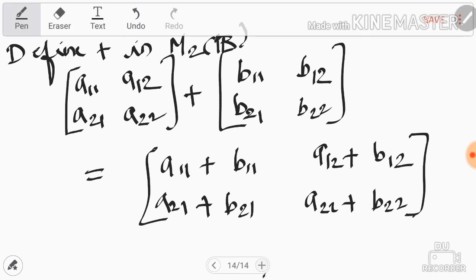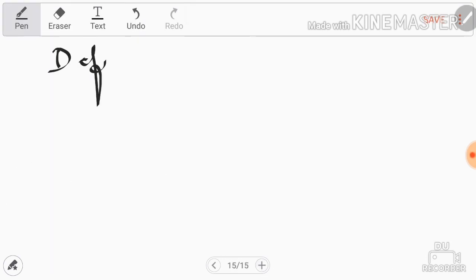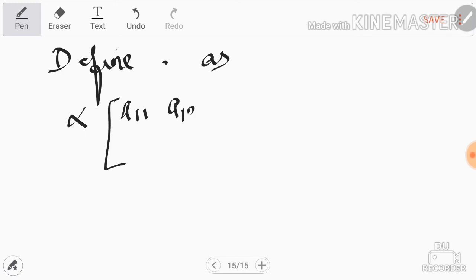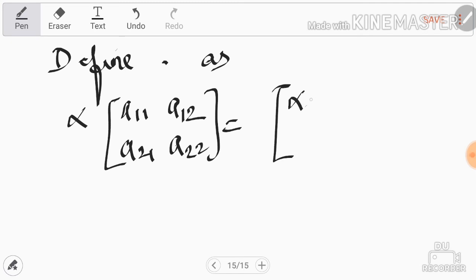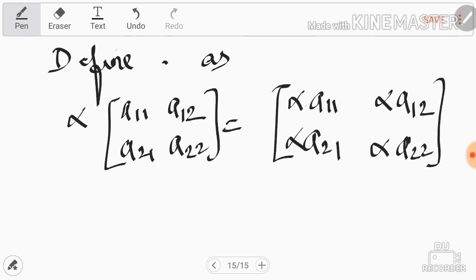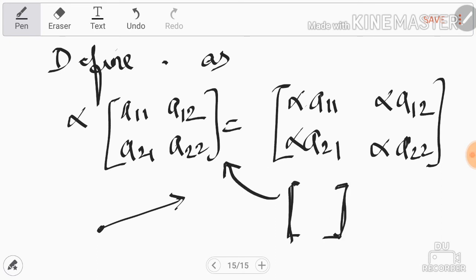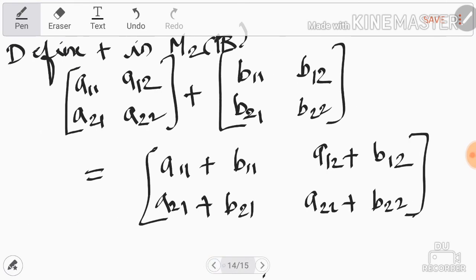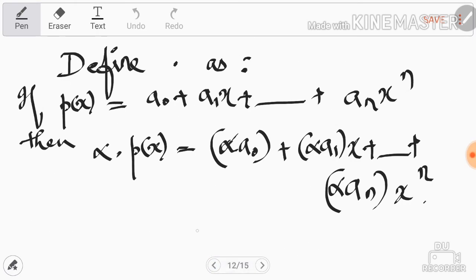And what would scalar multiplication mean over here? So if you have an alpha times a11, a12, a21, a22, it would be simply alpha times a11, alpha times a12, alpha times a21, alpha times a22. As I said, for a physicist, vectors are represented by these arrows. Now you tell me how you can represent such matrices with the help of these arrows. How can you represent the polynomials with the help of arrows?